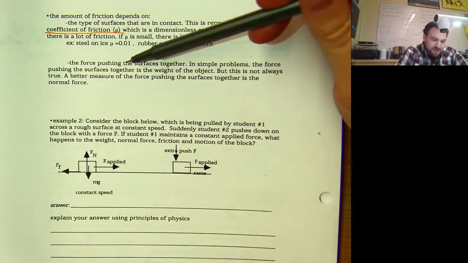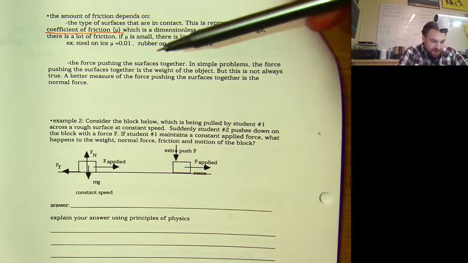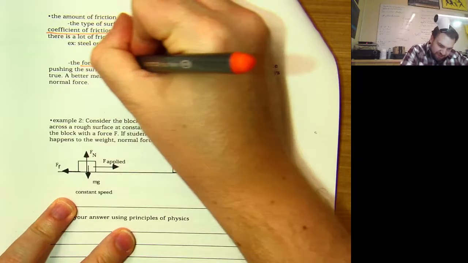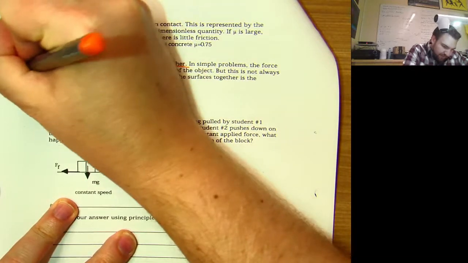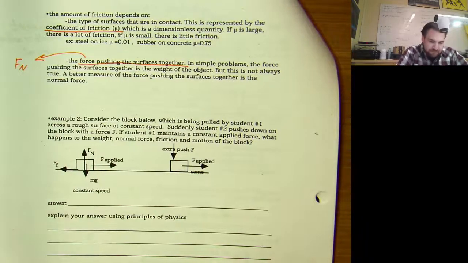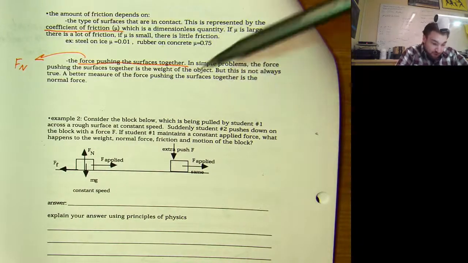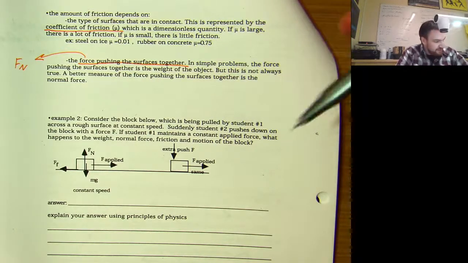The amount of friction depends on that coefficient of friction. It also depends on the force pushing the surfaces together. The force pushing the surfaces together is Fn. In simple problems, the force pushing the object together is the weight of the object, but this is not always true. A better measurement of the force pushing the surfaces together is the normal force.